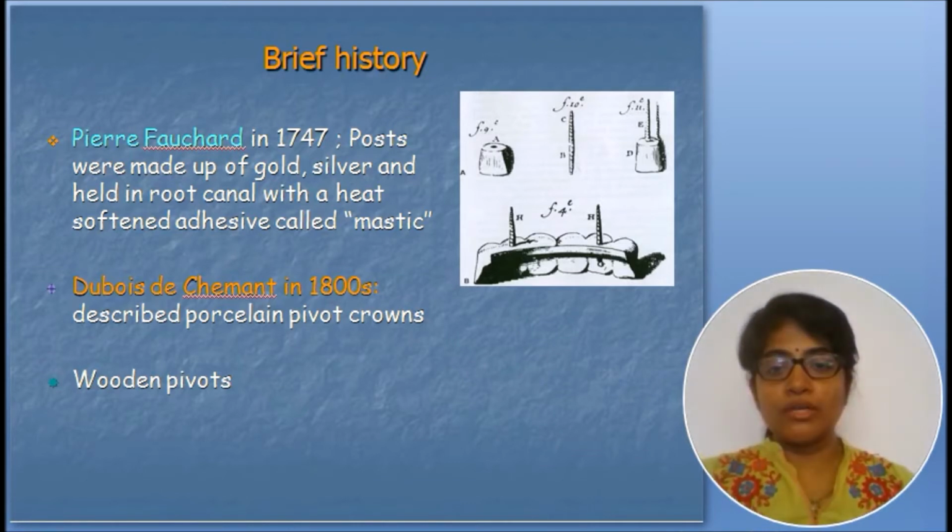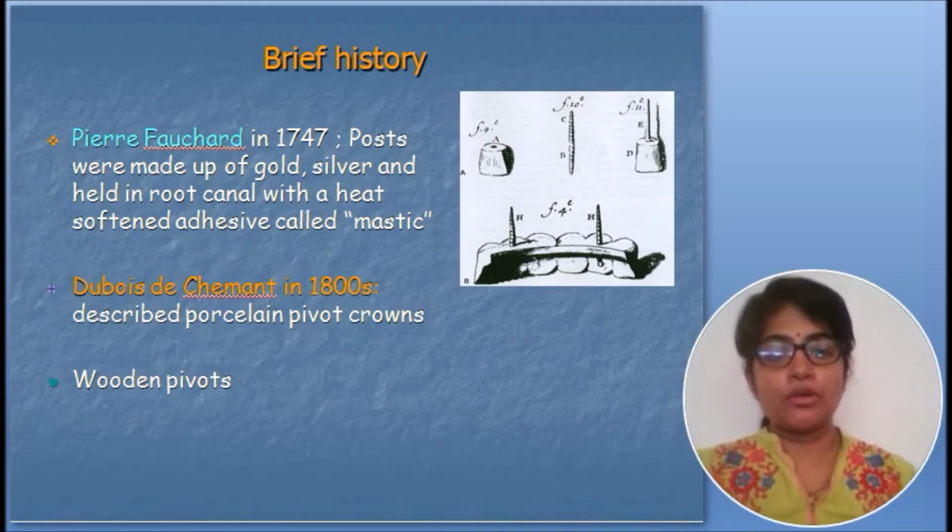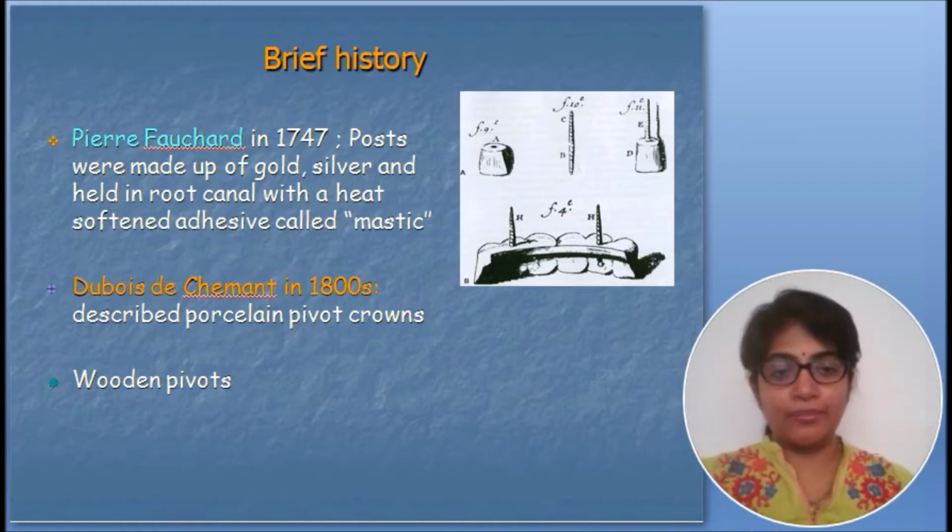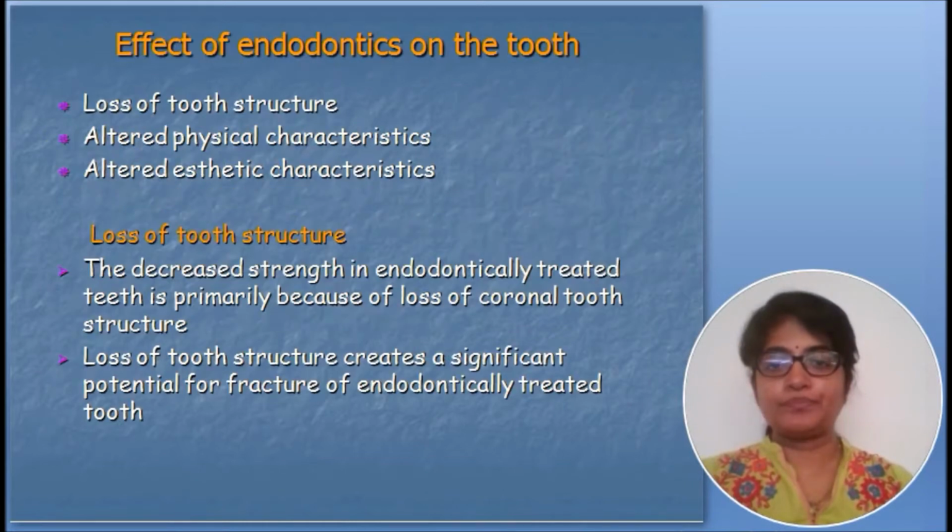Then came the report in 1800s about porcelain pivot crowns by Dubois Chemant, where he used the porcelain pivot crowns made up of wooden pivots. So this is the reference from the history about the olden ways to fabricate the restorations for non-vital teeth.